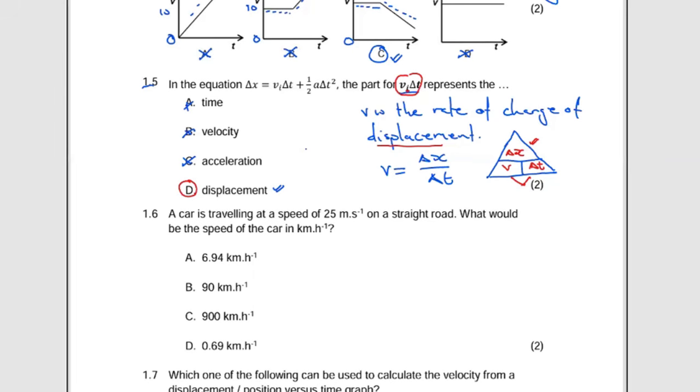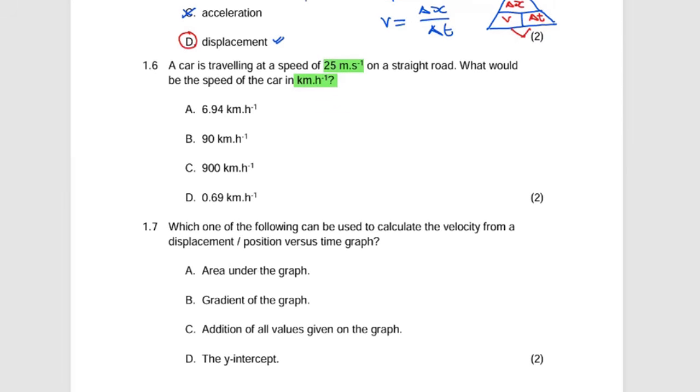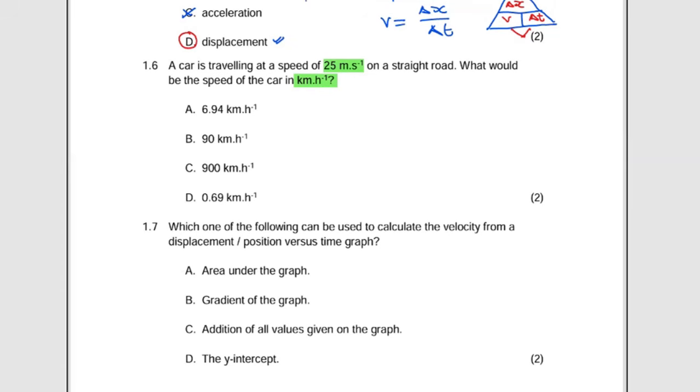Then we proceed to question 1.6, which reads: a car is traveling at a speed of 25 meters per second on a straight road. What will be the speed of the car in kilometers per hour? Basically, what they are trying to tell us is to convert 25 meters per second to kilometers per hour. For us to convert this, we take that value of 25 and multiply it by 3,6. So multiply 25 by 3,6 and you are going to get a value of 90. That value is now in kilometers per hour.